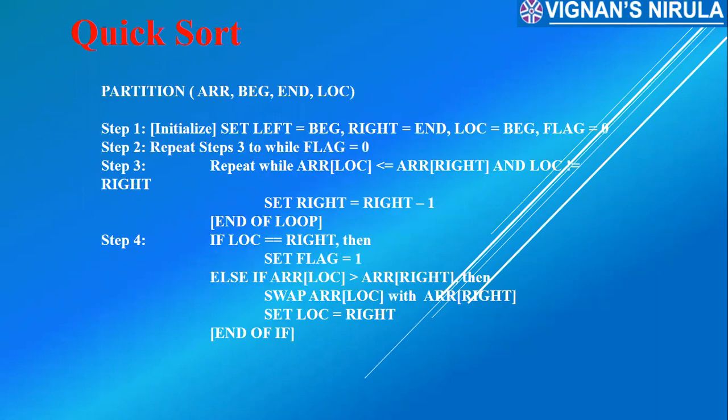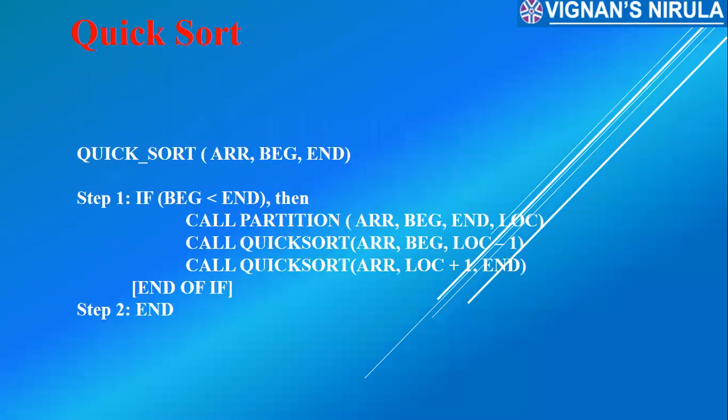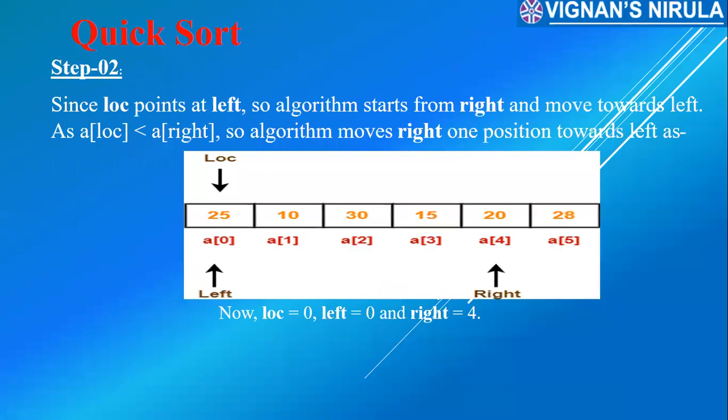This has to happen until location is equal to right, or location is equal to left. Whenever the location equals left, or whenever the location equals right, you have found the position for the pivot element. That location has to be returned from this partition algorithm. Based on that location, the array has to be divided into two parts, that is begin to location minus one and location plus one to end. Is it the case or not?